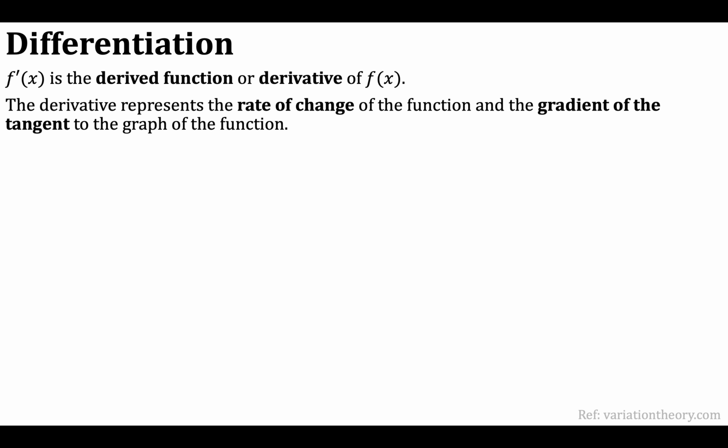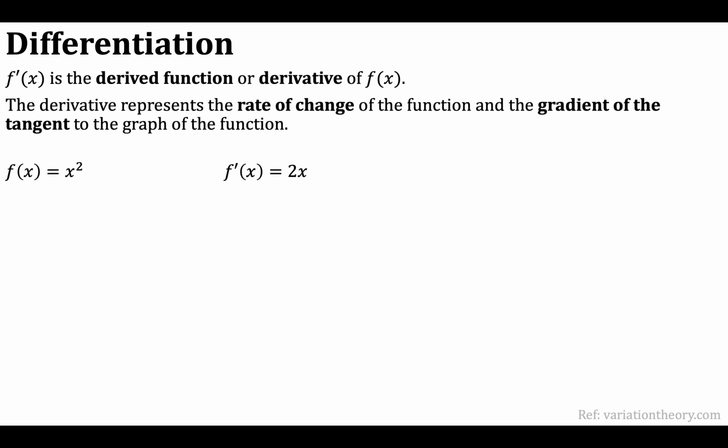f dashed of x is the derived function or the derivative of f of x. And a reminder as well that the derivative represents the rate of change of the function and the gradient of the tangent to the graph of the function. So those were the three really important things that we need to remember as we go through this. So we started with this at the end of the last lesson.